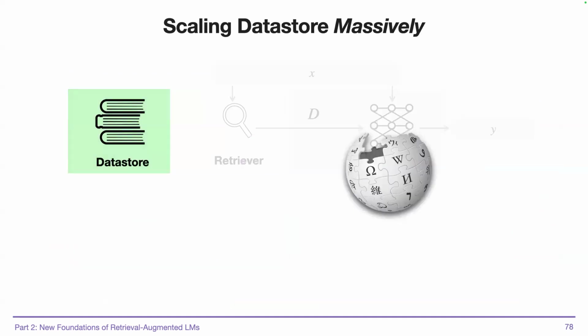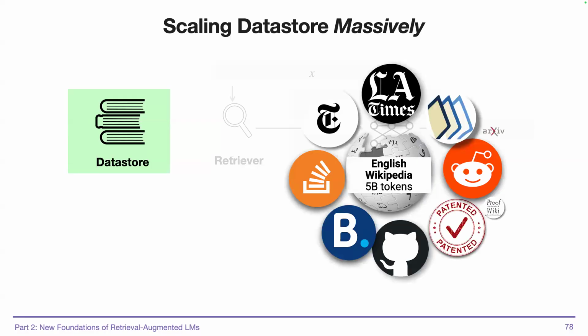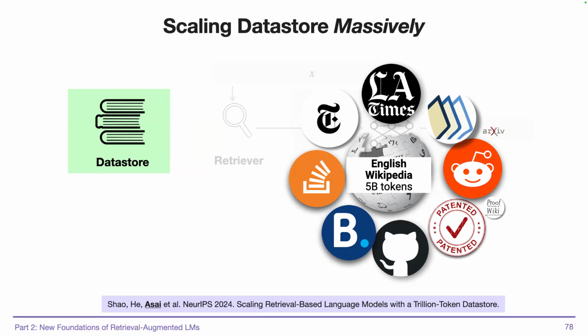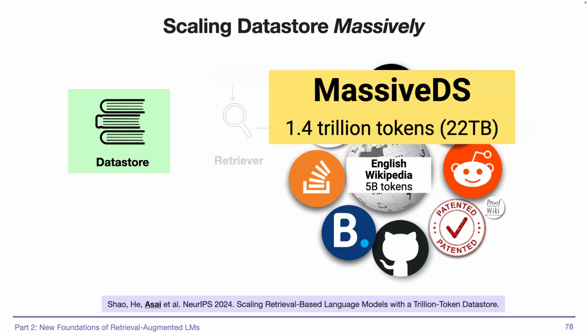While previous work often relies on small general-domain data stores like English Wikipedia, language models scale their pre-training data to the trillion-token level. Thus, scaling the data store for retrieval-augmented language models may provide a similar benefit. To answer this question, we developed MassiveDS, the largest open-source data store, containing 1.4 trillion tokens, powered by a neural retrieval system. Building it requires overcoming major system-level challenges, including managing 22 terabytes of storage and 15 terabytes of CPU memory. We address this by developing a scalable distributed retrieval system.